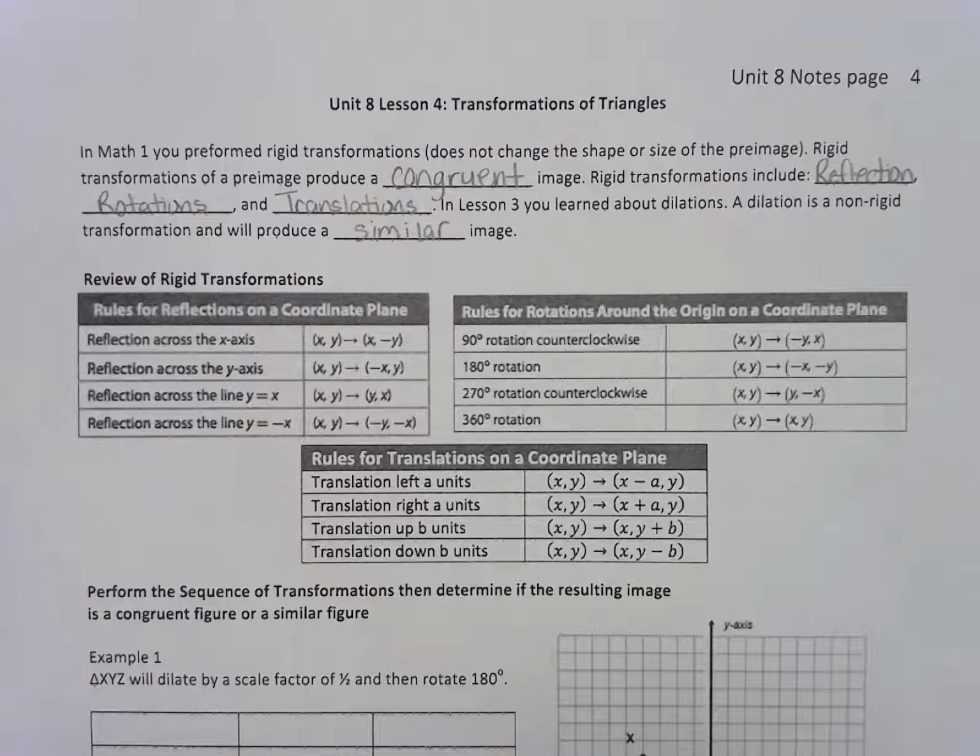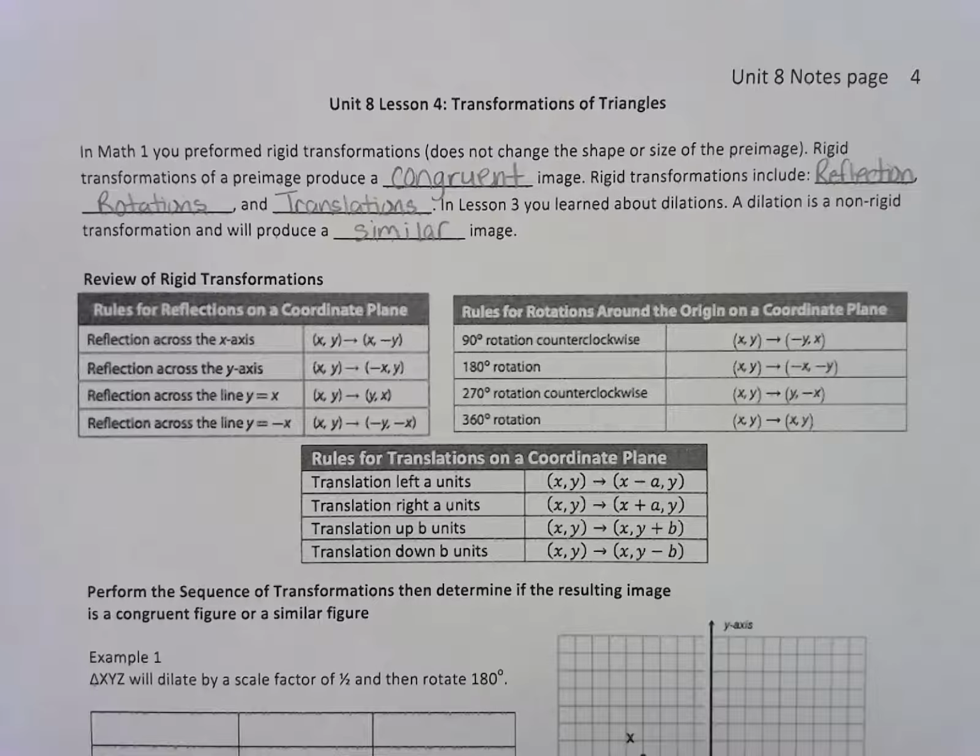In this lesson, you will learn about transformation of triangles. In Math 1, you performed rigid transformations that do not change the size or shape of the pre-image. A rigid transformation of a pre-image produces a congruent image. Rigid transformations include reflections, rotations, and translations.